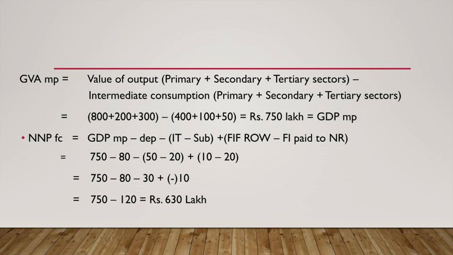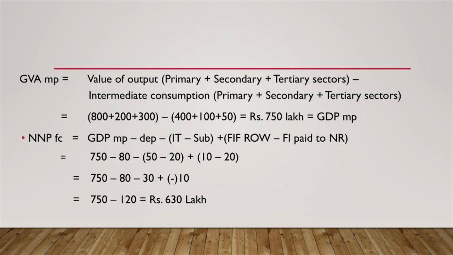Here it is given as 800 plus 200 plus 300, that is 1300, the total value of output of the economy, minus 550, the total intermediate consumption of all the 3 sectors. So the GVAMP here is rupees 750 lakhs. And this GVAMP is the GDP MP of the economy.